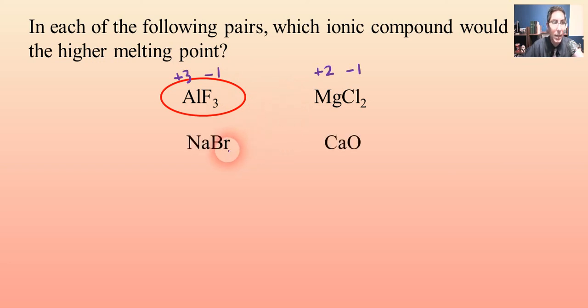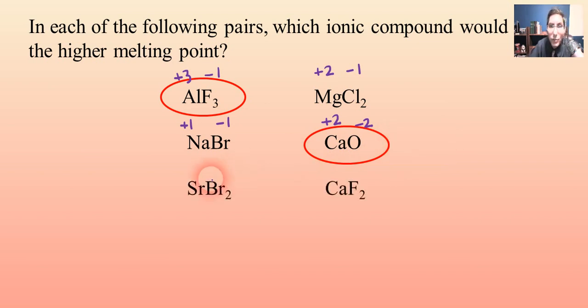Let's try the next example here, sodium bromide and calcium oxide. Let's look at the charges again. Sodium is a +1 and bromide is a -1. Calcium is a +2 and oxide is a -2. And by the way, we see these charges from their locations on the periodic table and also from the ion chart that we talked about a couple of weeks ago. So we can see that the one that has the higher magnitude of charge is calcium oxide. And sure enough, it has the higher melting point. Looks like we got it right.